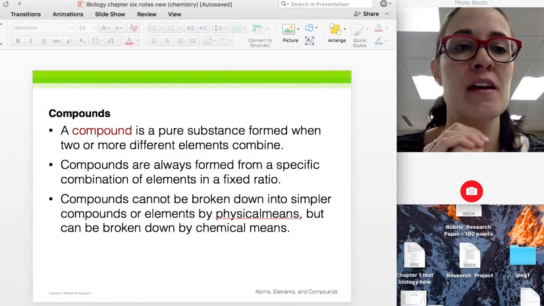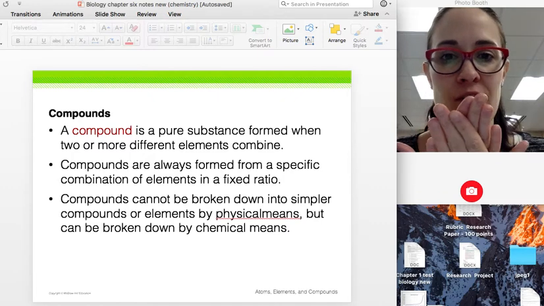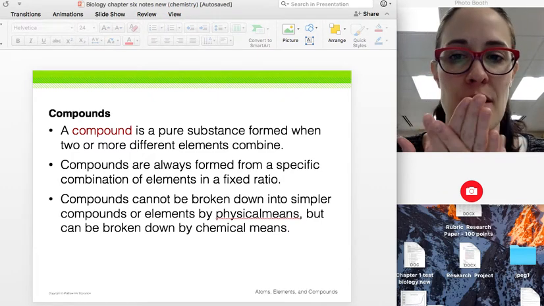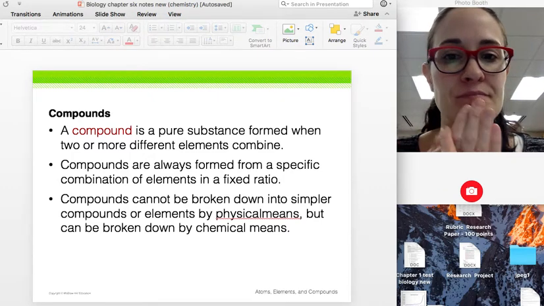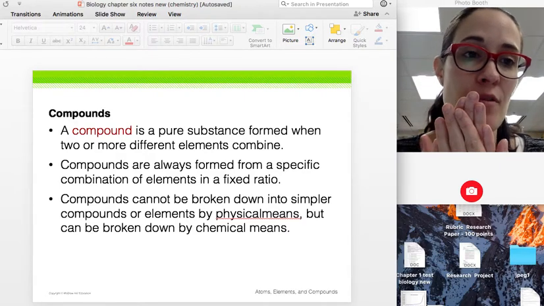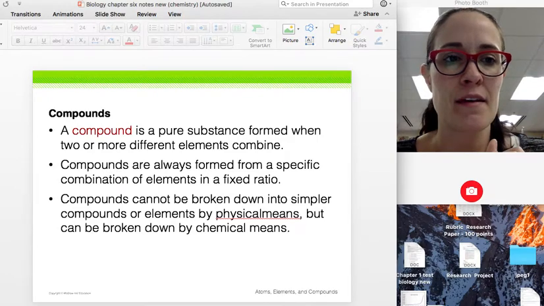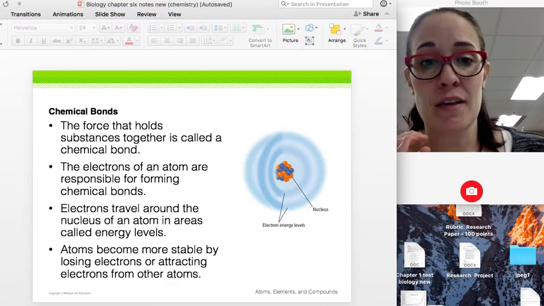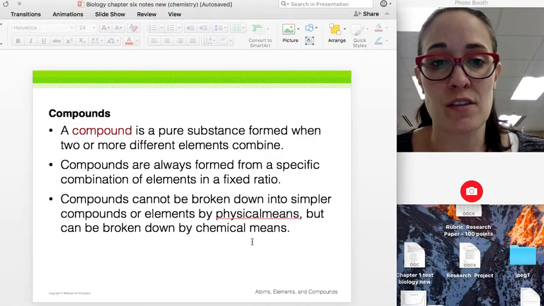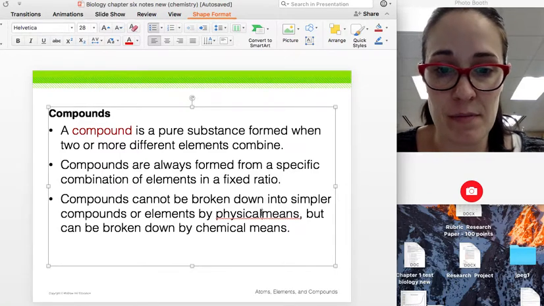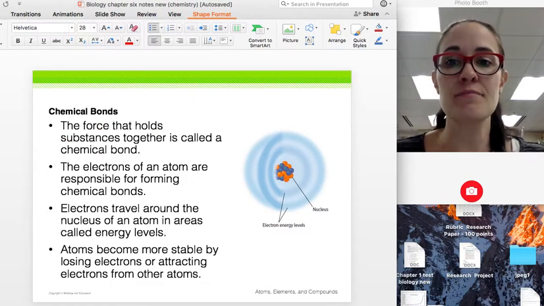A compound: if you put 2 elements together in an equal ratio, it forms a compound. And compounds cannot be broken down by physical means into simpler compounds. But chemically they can break down. So physical is the key word there, if you didn't miss that. There you go. Chemical bonds.